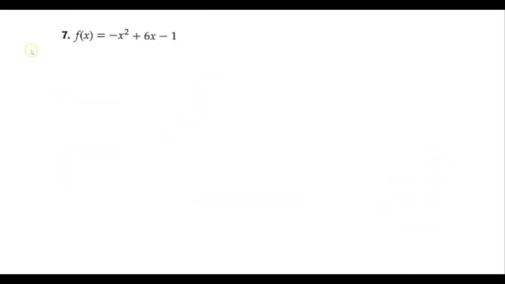It's the same idea. I want to find the y-intercept. Set x equal to 0. Plug in 0, and that goes away, you just get negative 1. My y-intercept is at 0, negative 1.